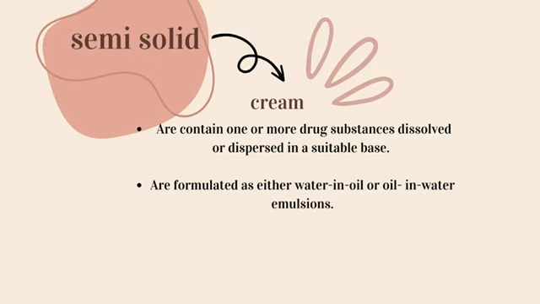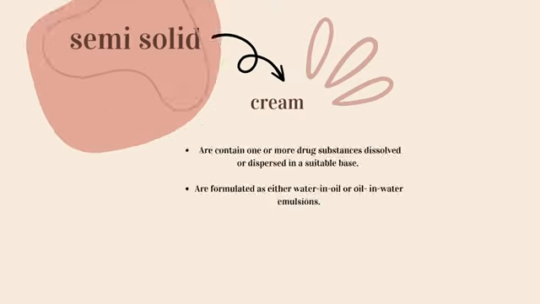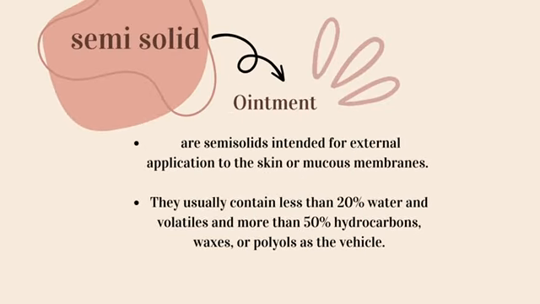Creams contain one or more drug substances dissolved or dispersed in a suitable base, and are formulated as either water in oil or oil in water emulsions. Ointments are semi-solids intended for external application to the skin or mucous membrane. They usually contain less than 20% water and volatile, and more than 50% hydrocarbon, wax, or polyols as the vehicle.